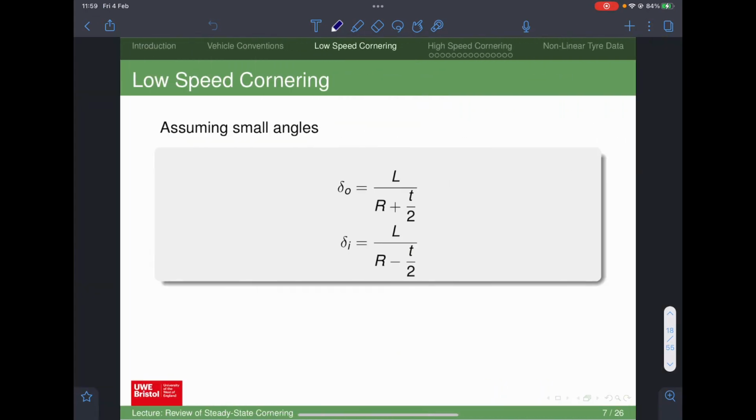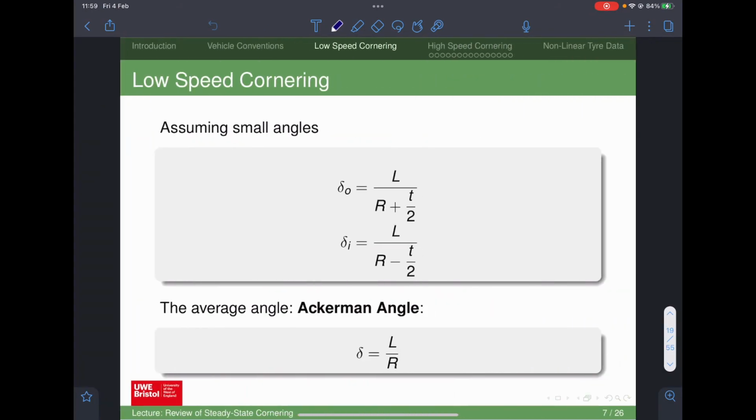Assuming small angles, there's obviously a bunch of trigonometry going on there, but if you assume small angles, a lot of that disappears. You've got equations representing the outer and the inner steer angles. You can see that the outer one is going to be less than the inner one, because you've got a plus in the denominator of the outer one and a minus in the denominator of the inner one. So one is bigger than the other, and that makes sense. It's to do with the track width.